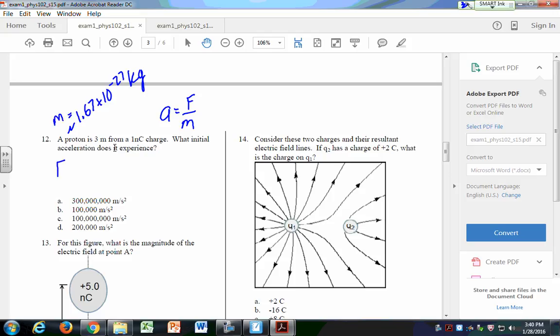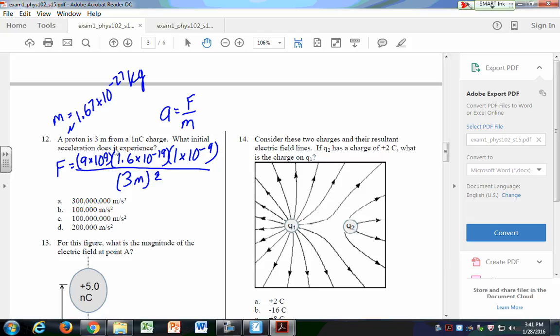And I can find the force. It's going to be 9 times 10 to the 9th times the two charges, 1.6 times 10 to the minus 19. That is a proton. That is on your equation sheet, but it's not listed as the charge of a proton. It just says 1e. It's the fundamental unit of charge, which is the charge of a proton and an electron. The next charge is the 1 nanocoulomb charge divided by the distance, 3 meters squared.